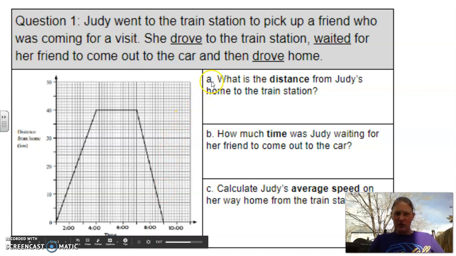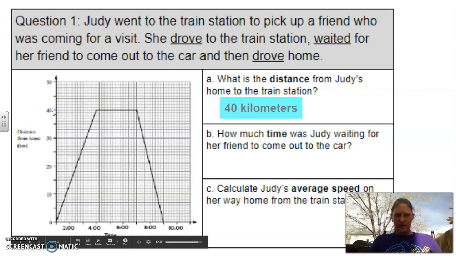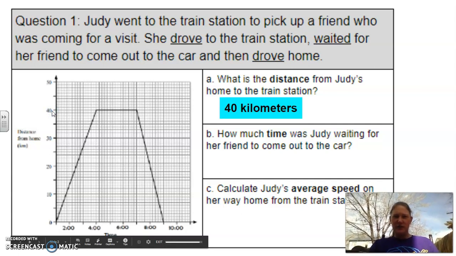So let's look at question A. What is the distance from Judy's home to the train station? So home, remember, is always 0. The train station where she waited is here. So if we look over, 40 kilometers away, so we know that Judy is 40 kilometers from the train station.